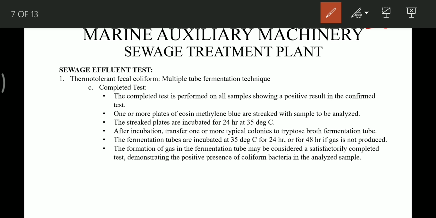Then the third stage is called the completed test. The completed test is performed on all the samples showing positive result in the confirmed test. So in the last test, that is the confirmed test, all the test tubes showing positive results are again marked, and the third test is performed on those samples. One or more of the plates of eosin methylene blue are streaked with the sample to be analyzed. So from the samples, the plates of eosin methylene blue are streaked. These streaked plates are then incubated for 24 hours at 35 degrees Celsius.